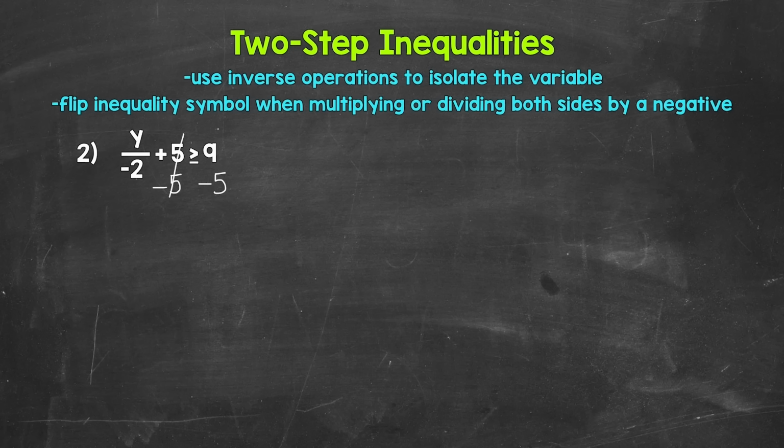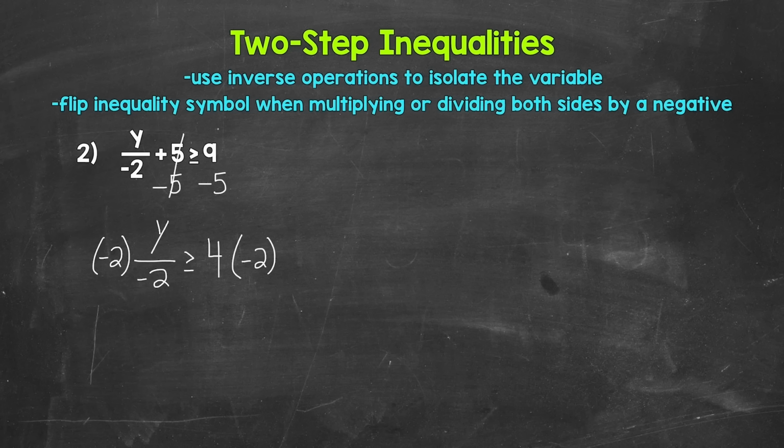Now on the left side, these 5's cancel each other out. So we have y divided by negative 2 is greater than or equal to, and then on the right, 9 minus 5 gives us 4. So now we have y divided by negative 2 is greater than or equal to 4. Now since y is being divided by negative 2, we need to undo that division using the inverse operation. That's multiplication. So let's multiply the left side by negative 2. Whatever we do to one side, we must do to the other, so multiply the right side by negative 2 as well.